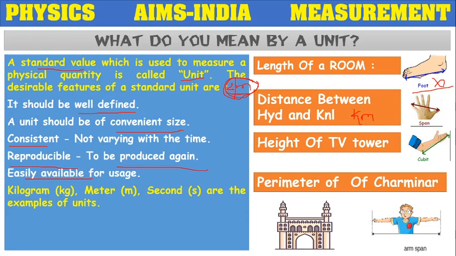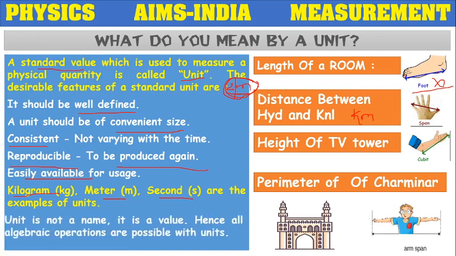So we should not depend on units like foot span, cubit, arm span, because these are not well defined. They are not of convenient size. They will vary from time to time. They cannot be reproduced again. So that's why we won't choose them as standard values. Now we have units like kilogram, meter, second. These are considered standard units because they follow all the above features.